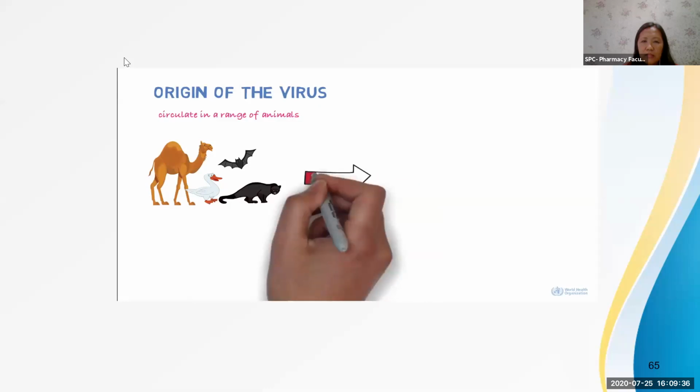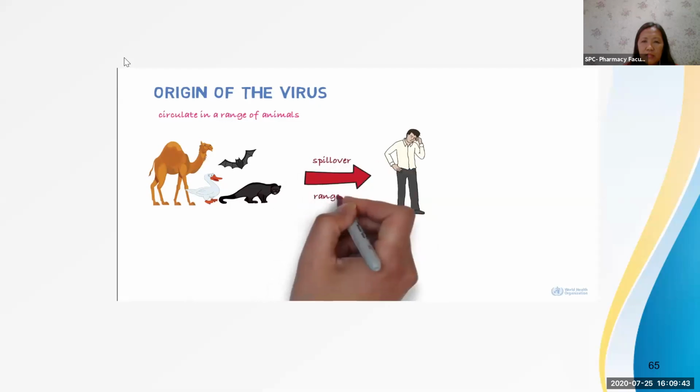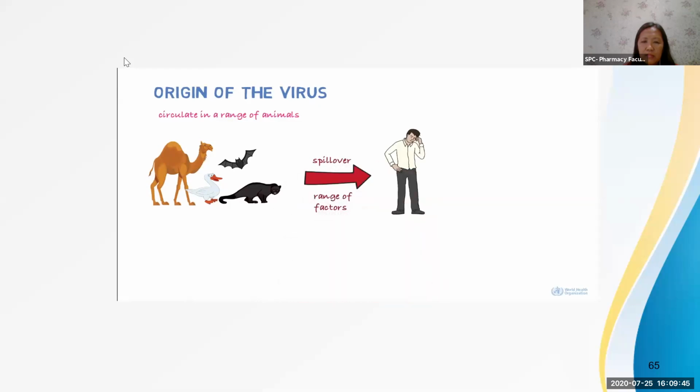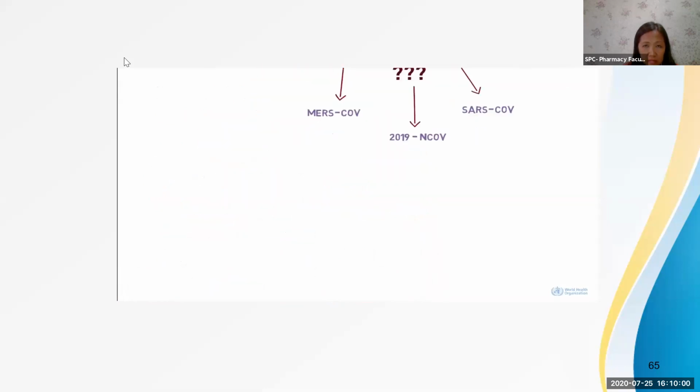Sometimes these viruses can make the jump from animals to humans. This is called a spillover and could be due to a range of factors such as mutations in the virus or increased contact between humans and animals. For example, MERS-CoV is known to be transmitted from camels and SARS-CoV from civet cats. The animal reservoir of the 2019 novel coronavirus is not known yet.